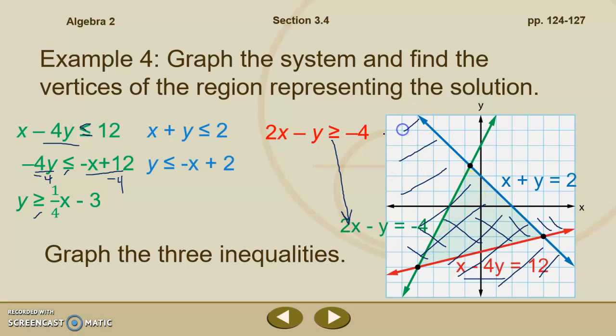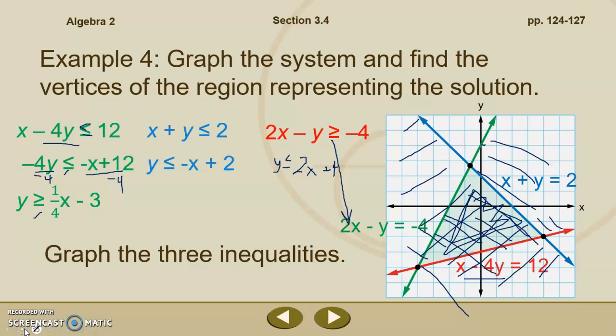All right, and then our last one, it's going to end up being y is less than or equal to 2x plus 4, because we've got that negative y there. And that's this one. y is less than, so we're going under. And you can see here where I've drawn my lines, the area that has all three patterns is right here in the middle. That one is difficult to see.